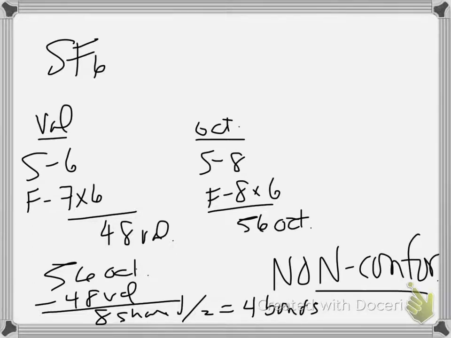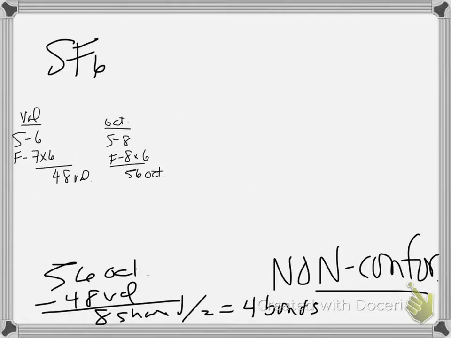Non-conforming. Does not conform. Can't be done according to the math. And yet, the compound exists. But it cannot be done. Okay. So, knowing that it doesn't conform, how on earth do we begin to draw this?